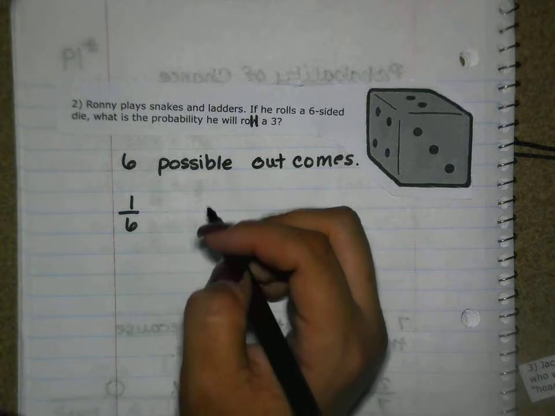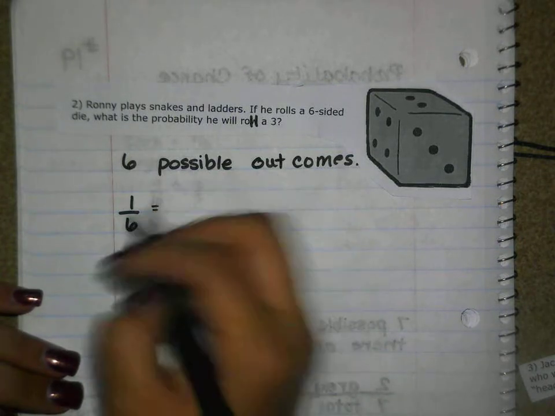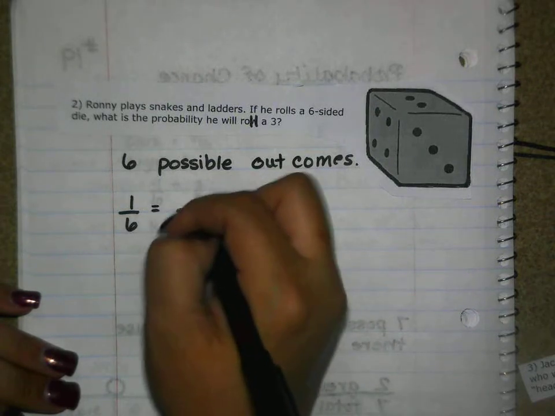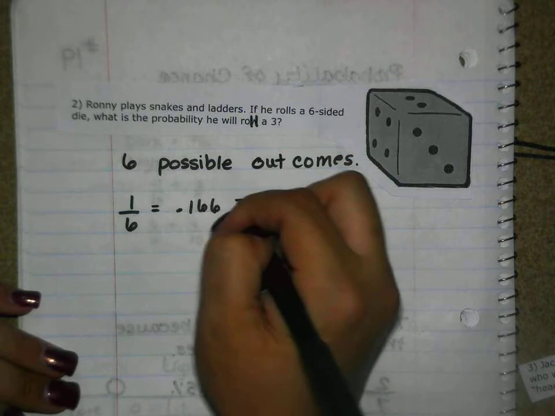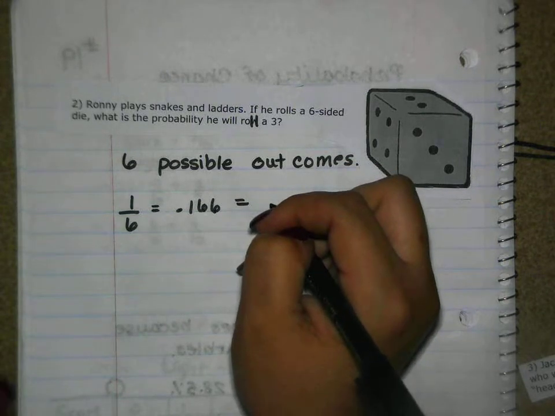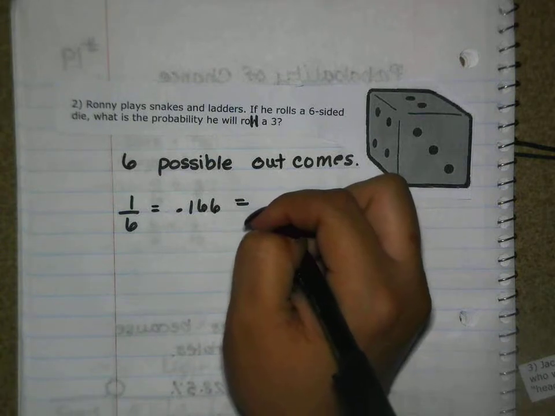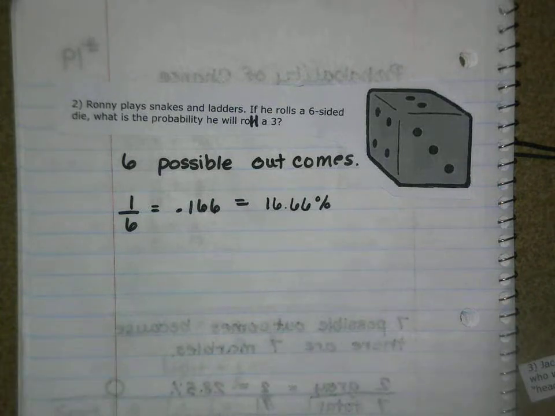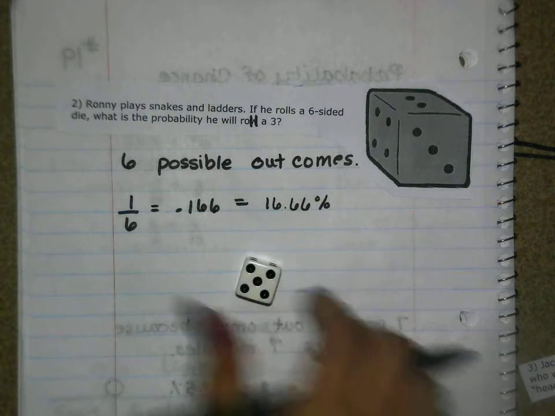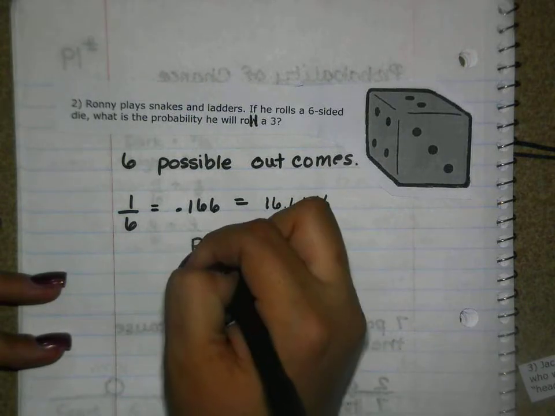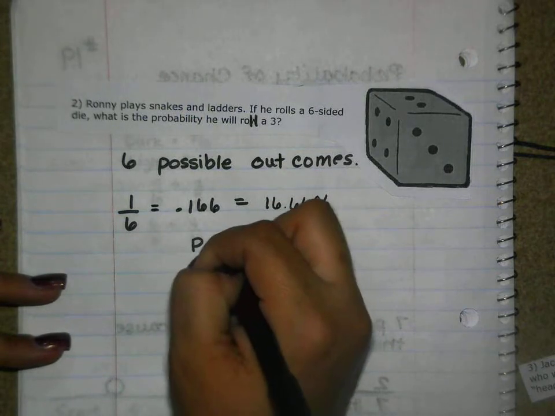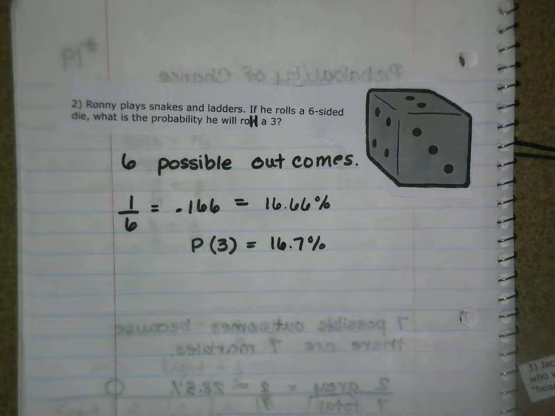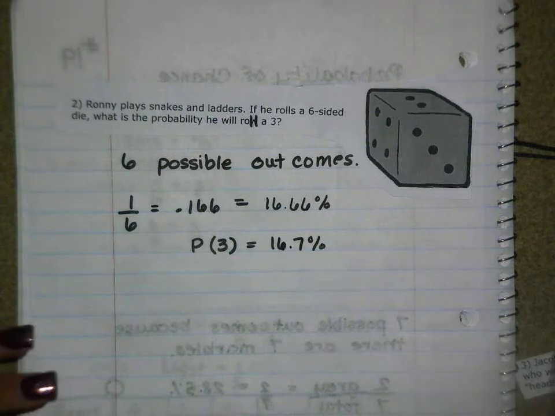So then we can convert this into a decimal. If we divide 1, because 3 is only one of the 6 sides, we're going to get 0.166. And when we convert that into a percentage by moving the decimal 2 places to the right, we're going to get 16.66%. So that's the percent, or the probability that I could roll a 3. Okay, so the probability of rolling a 3 is equal to 16.7%, because we're going to round up a little bit. Okay, so that's the probability when we have 1 dice.